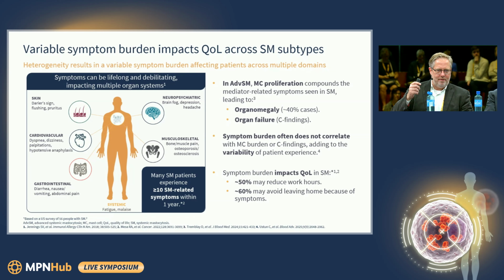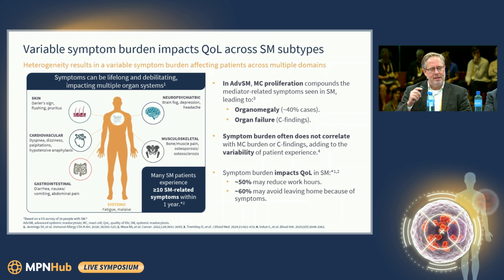And then, for advanced SM, the important issue is organomegaly and organ failure due to infiltration. And this is also very important: what Dipti said, it is not only the mast cells, but also the AHN that causes the organ failure.